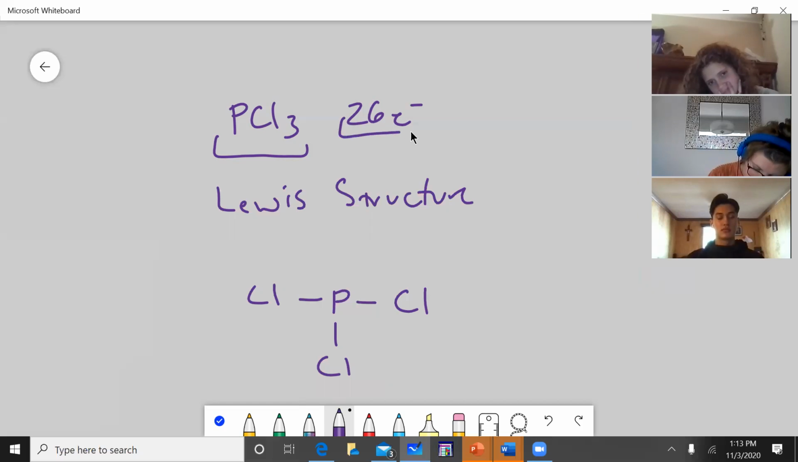So I have 26 electrons to play around with. How many do I have on the board so far? So far I have 1, 2, 3, 4, 5, 6. Okay, so I've got 20 more electrons to put somewhere. I'm going to start with this chlorine. Chlorine has 2 right now. How many does chlorine want to have? 8. They all want to make that octet. So I'm going to add 6 over here to give it 8, and I'm going to add 6 over here to give it 8. So now all of my chlorines are happy.